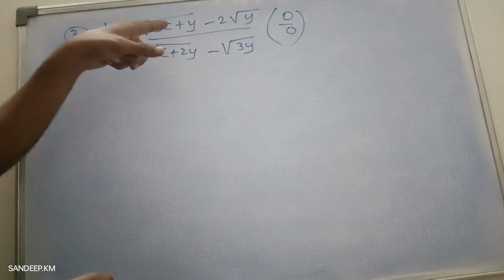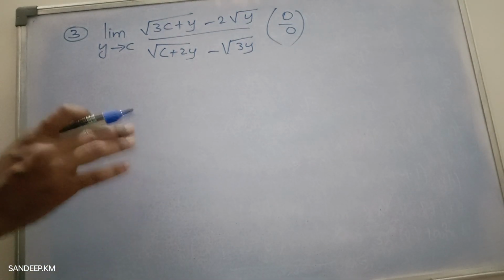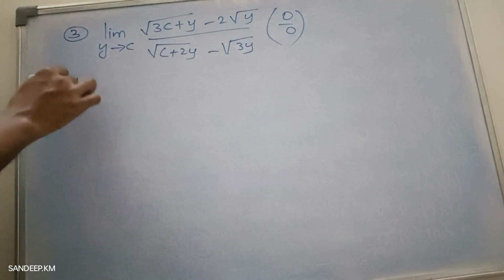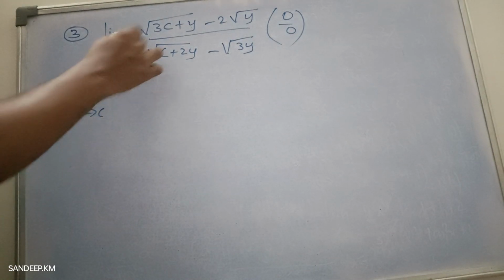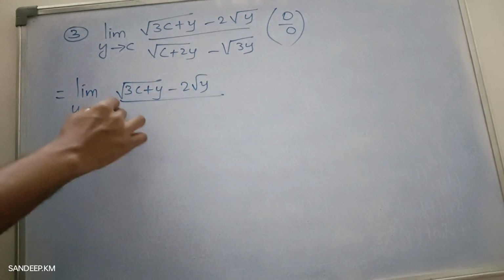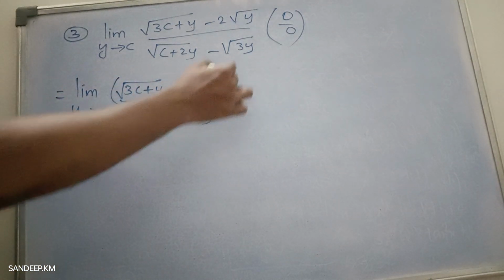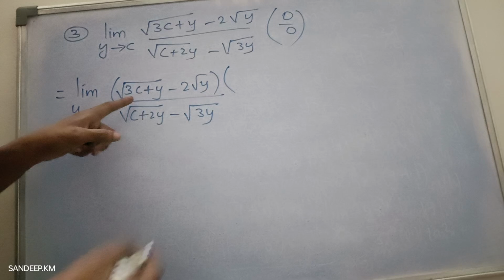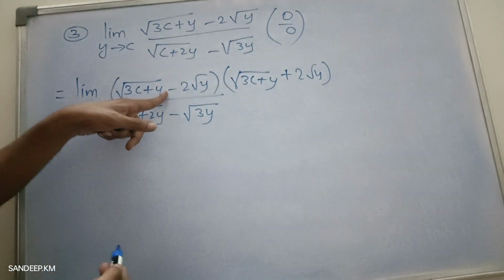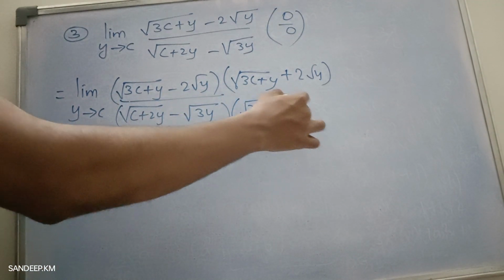Clearly the numerator also has root a minus root b. The denominator also has root a minus root b. Correct or not? Here in this particular question, we are rationalizing both numerator and denominator. So carefully listen. It's very simple and very easy. So the numerator is root of 3c plus y minus 2 root y, the whole divided by root of c plus 2y minus root of 3y. So multiply the numerator with its conjugate, the rationalizing factor. What is it? Root of 3c plus y plus 2 root y. If you multiply in the numerator, you should also multiply with the same thing in the denominator: root of 3c plus y plus 2 root y.